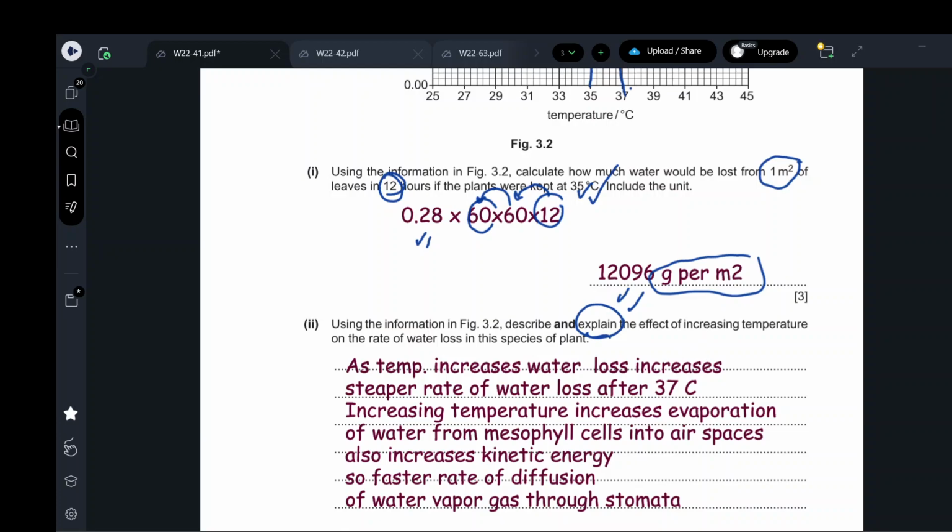Explain why when you increase the temperature, the transpiration increased. We said before that transpiration is evaporation of water followed by diffusion. When the temperature increases, evaporation of water will increase from the mesophyll cells into the air spaces. This is reason number one. Also, heat energy increases the kinetic energy of the molecules, so there will be a faster rate of diffusion of the water vapor gas through stomata. This is my explanation of why the heat increases the evaporation of water.